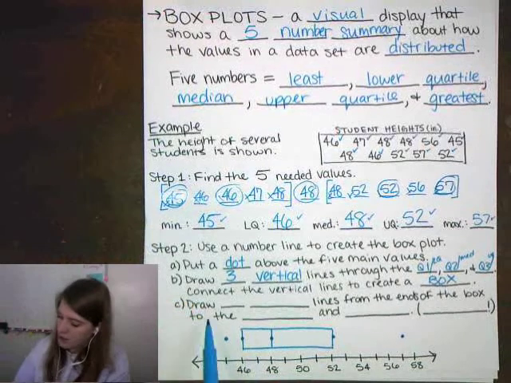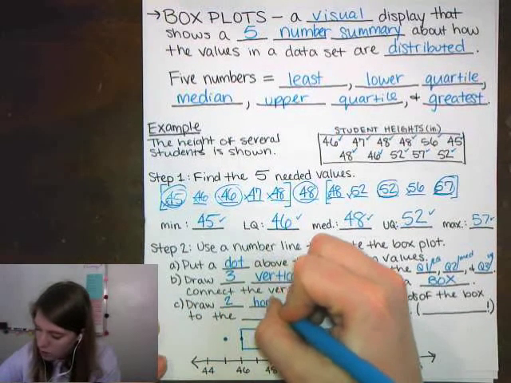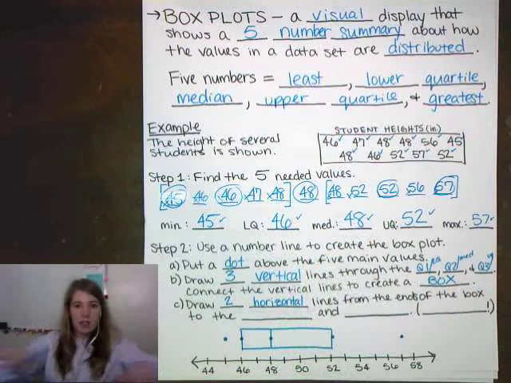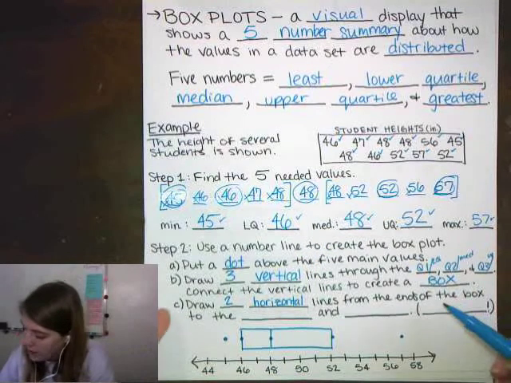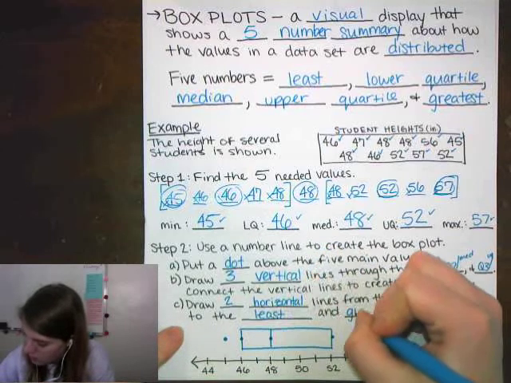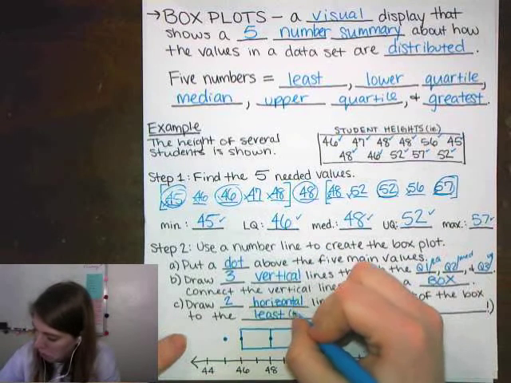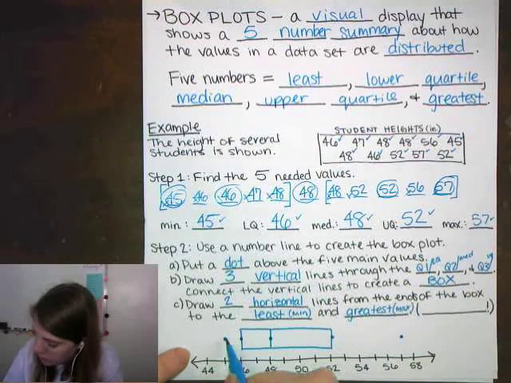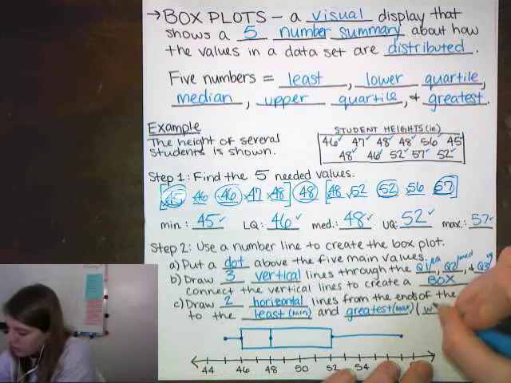All right, the last thing we're going to do is draw two horizontal lines. Remember, horizontal is left to right, side to side. The x-axis is horizontal. From the ends of the box to the least and greatest. I should have put maybe minimum and maximum there. And these are what we call the whiskers.